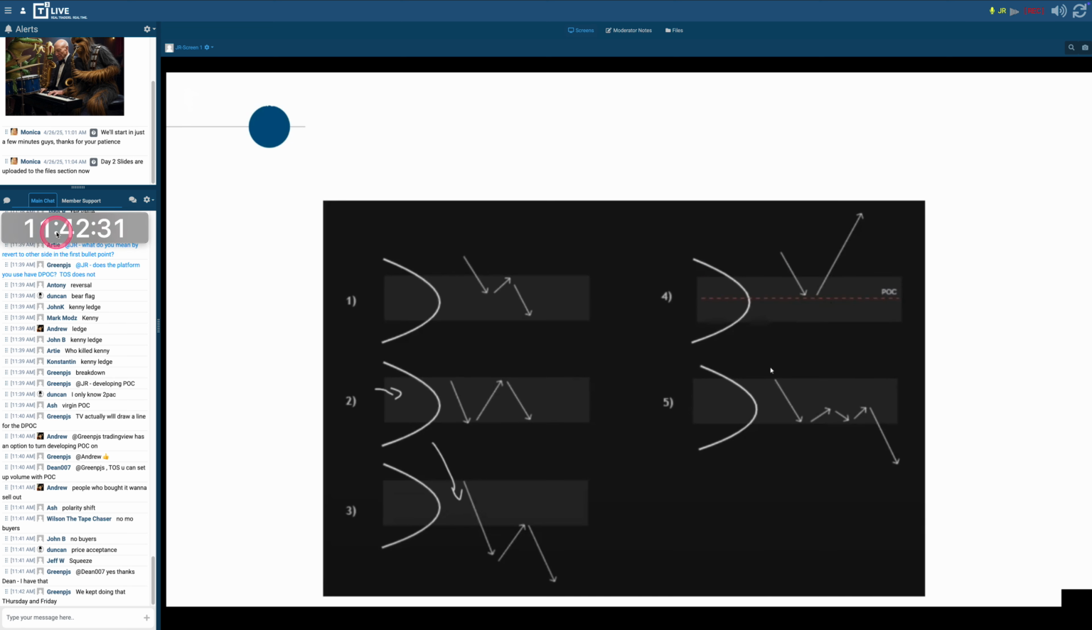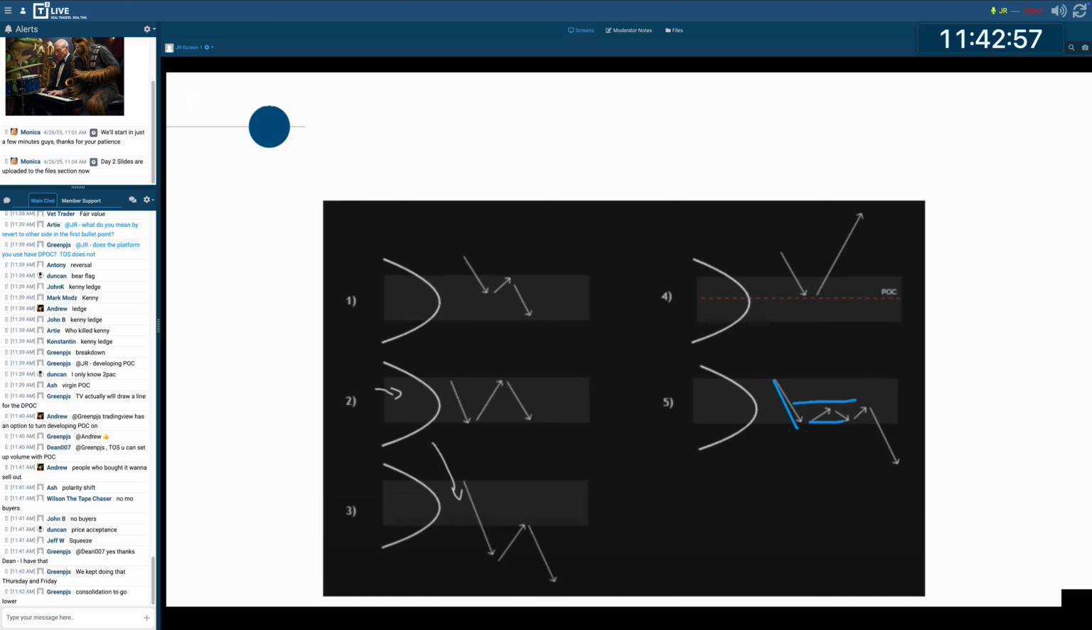And finally, here's your traversal of the value area without symmetrical rotation between value area high and value area low. And what does this typically signify, guys? What does that typically tell us? Okay. Consolidation to go lower.